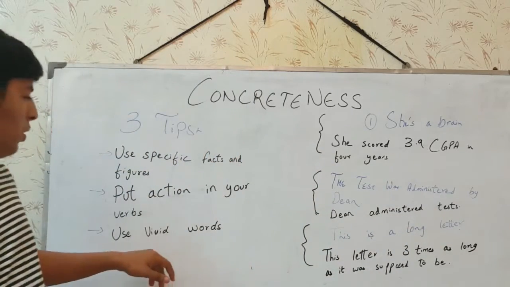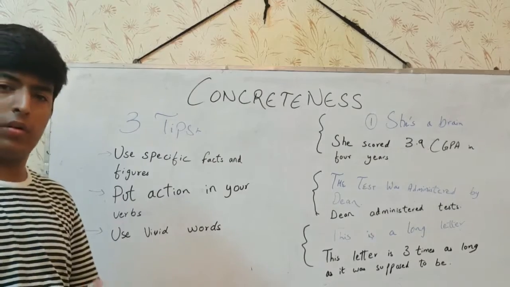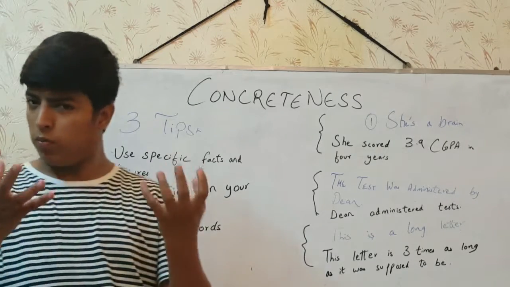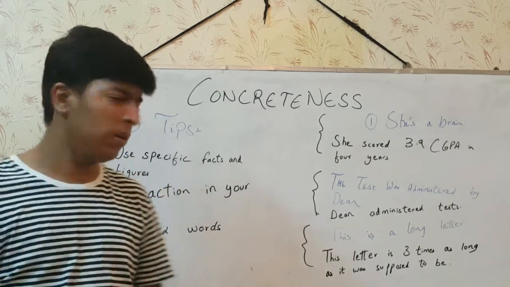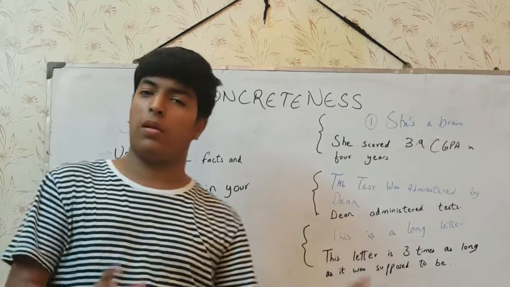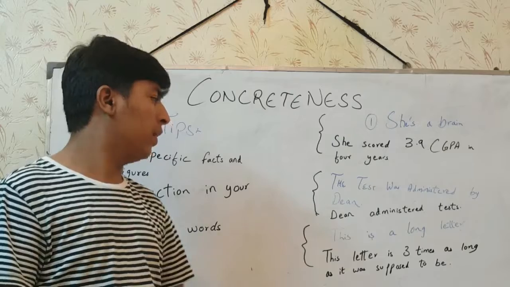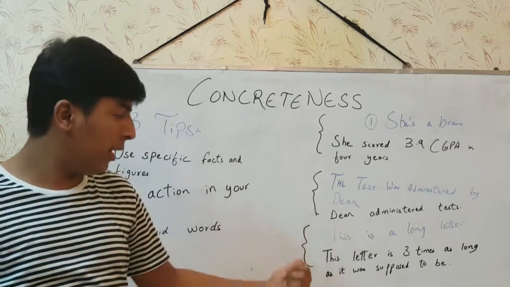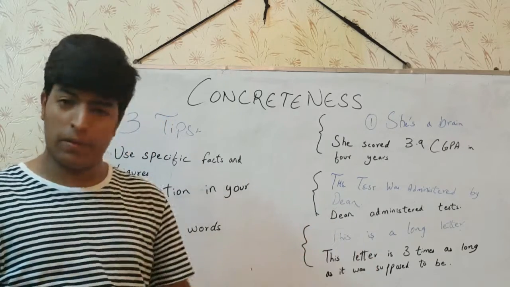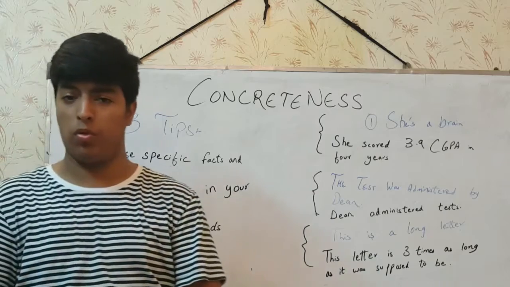Let's move to the third tip. Use vivid words. Vivid words, or you can say concrete words. Now, "this is a long letter." Now this is also a vague kind of sentence. So, "this letter is 3 times as long as it was supposed to be."